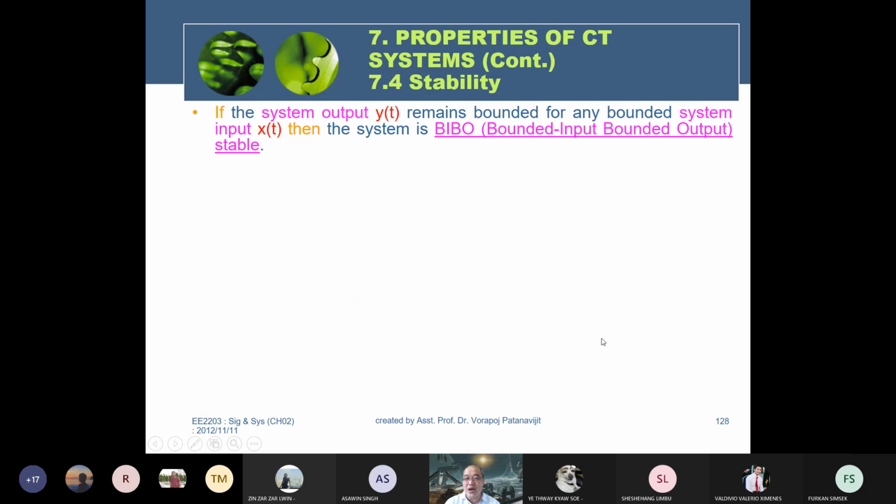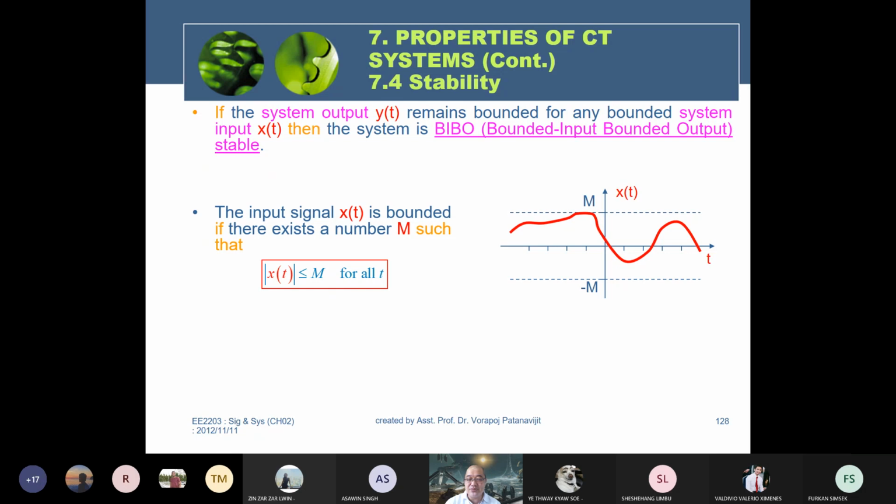Causality. The next one is stability. If the system output y(t) remains bounded for any bounded system input x(t), then the system is called BIBO stable, or bounded input, bounded output. It means if you feed a finite input to the system, the output must be bounded, or must not be infinity.